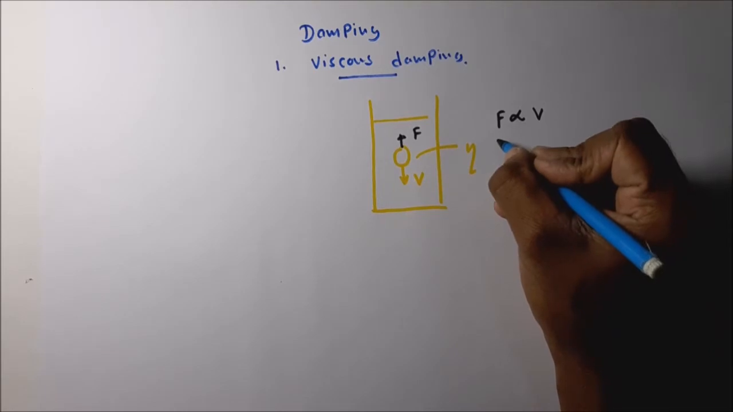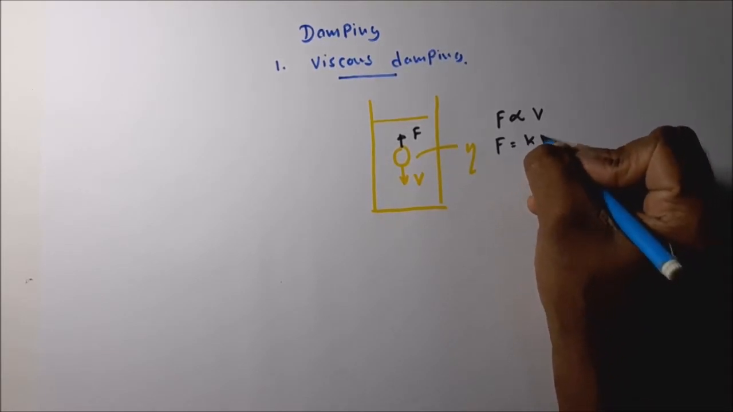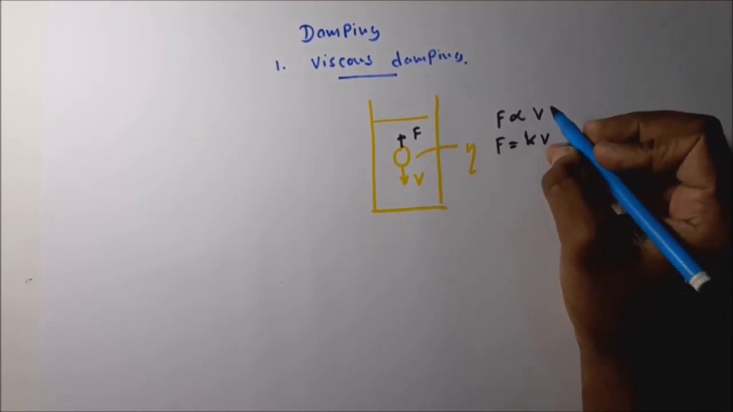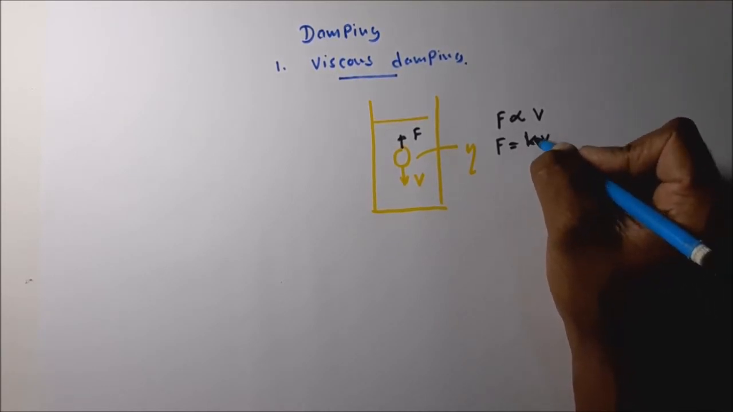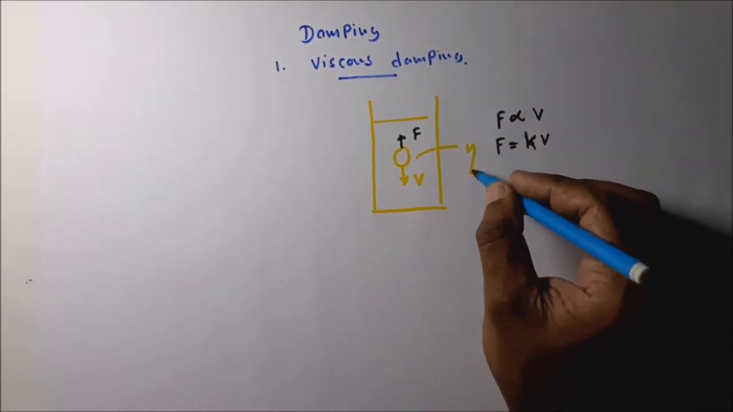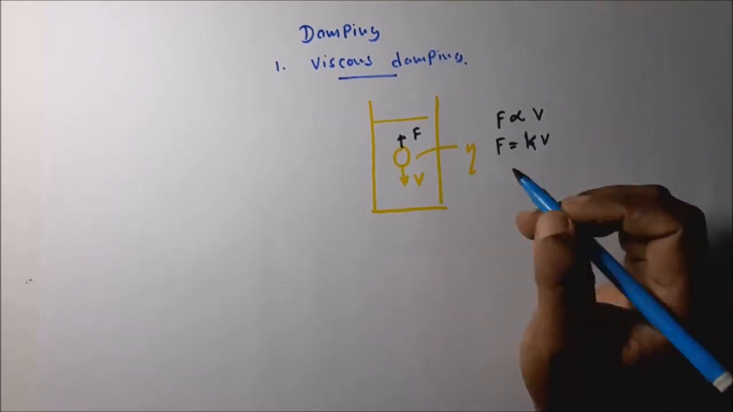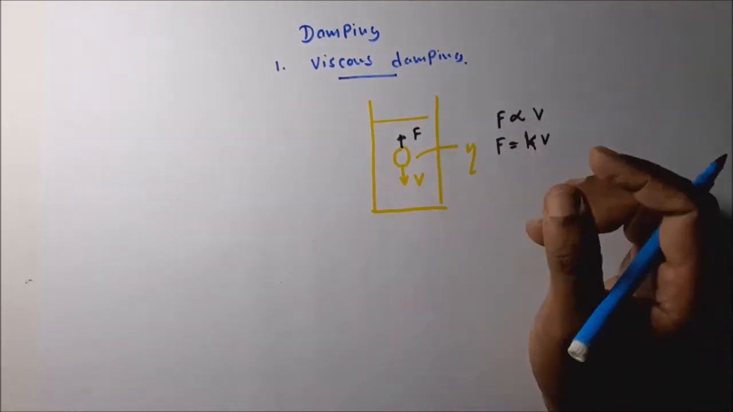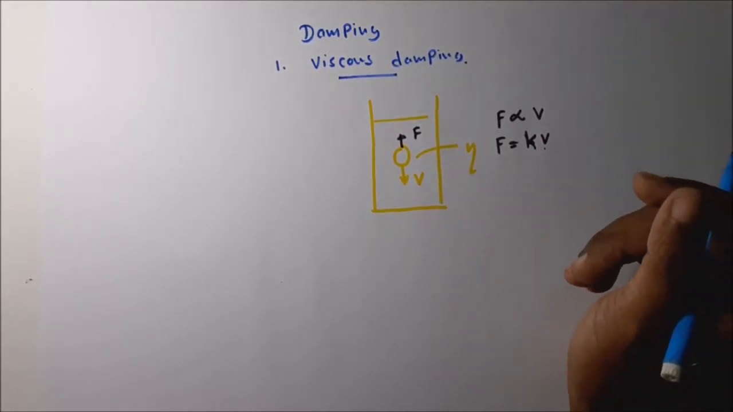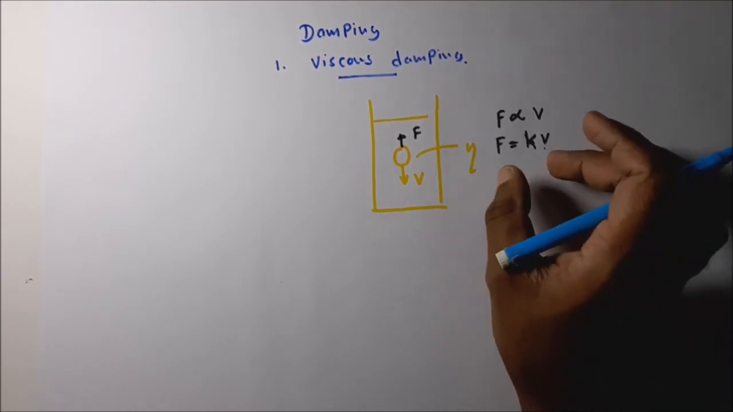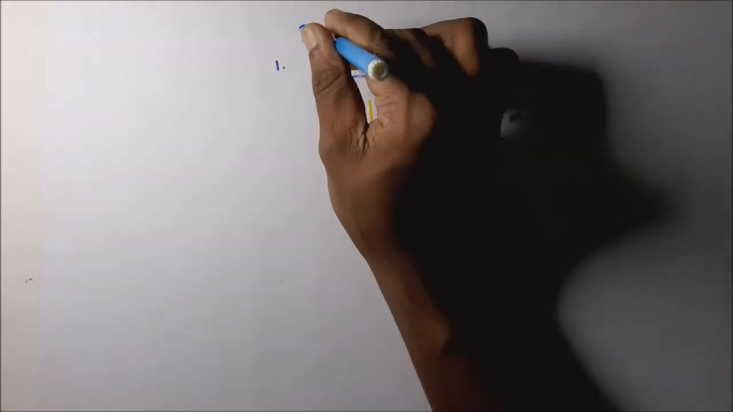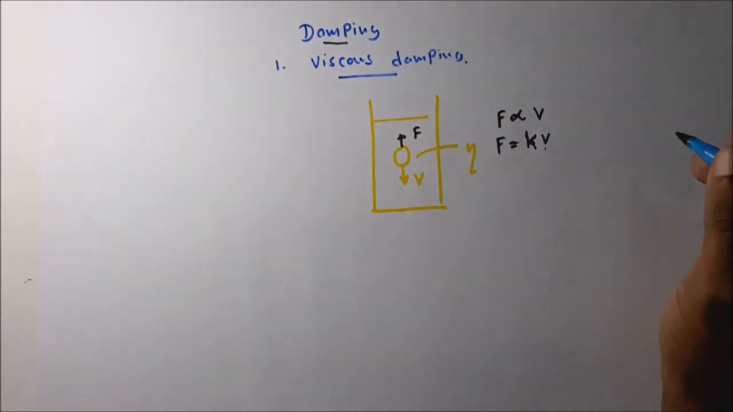Then we can write this as F is equal to K into V. The K is a constant that depends on the viscosity of the fluid and also the surface properties of the object. Okay, then you can see this method we can use to apply the damping for the system.